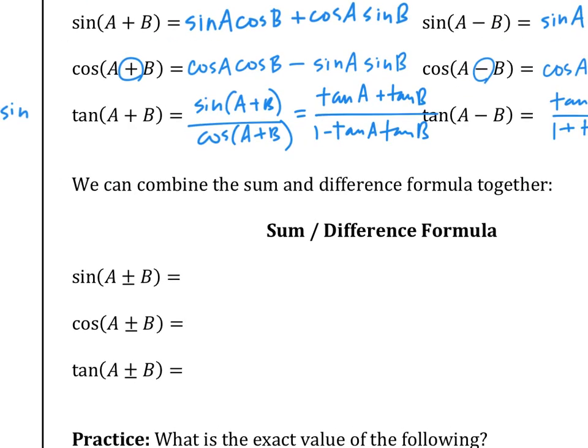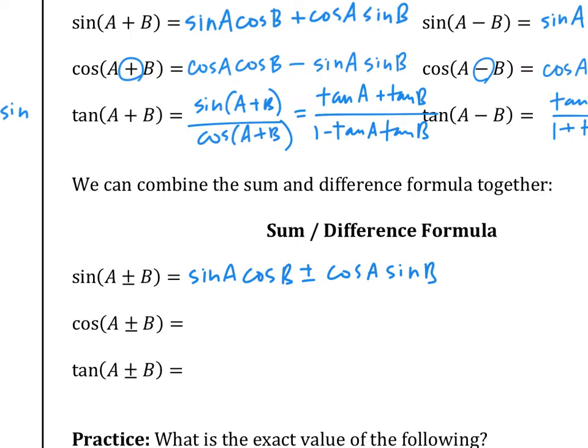All right, so let me kind of show you. So sine A plus minus B. So let's remember our chant again. Sine, cosine, cosine, sine. Okay, so the way this works is if you're using the plus part, which is the higher part of this formula, then you're going to use the higher part of the actual formula. So that's how it works.